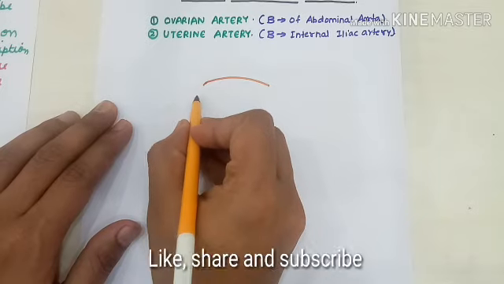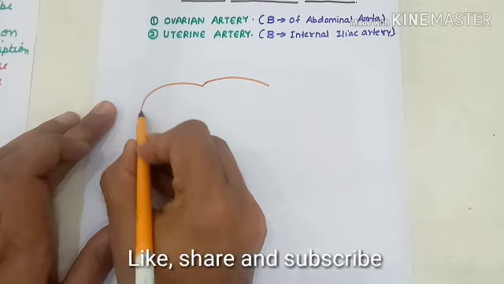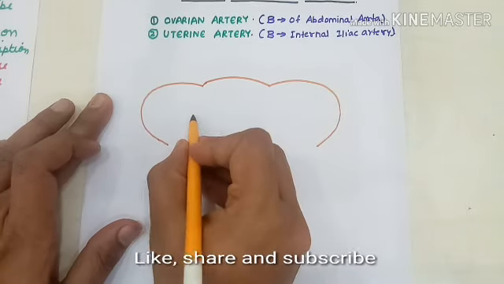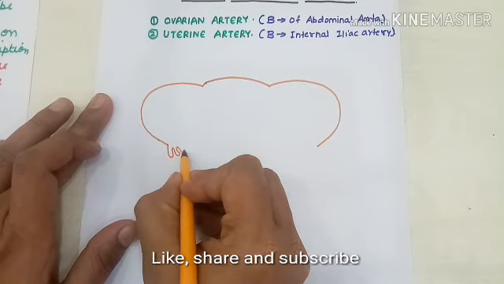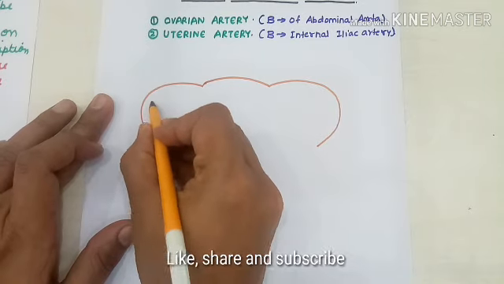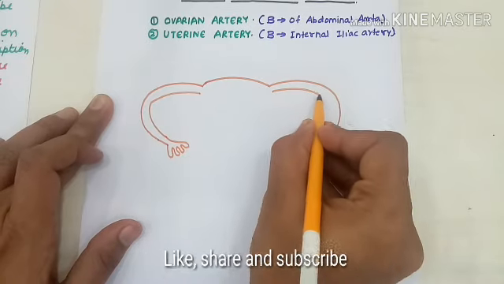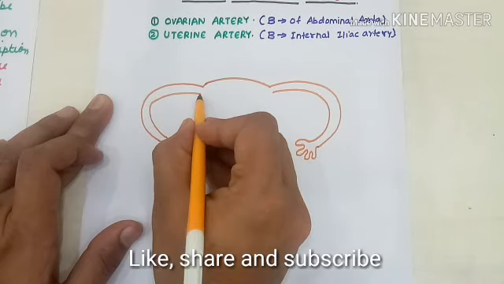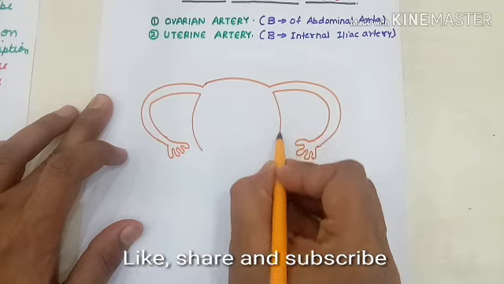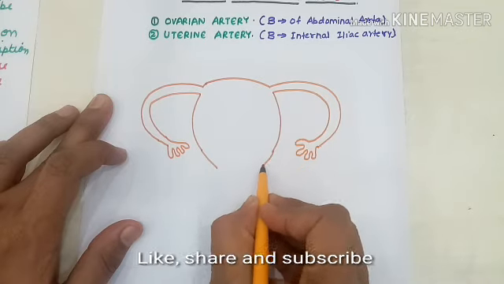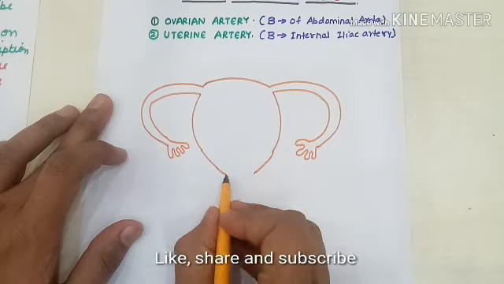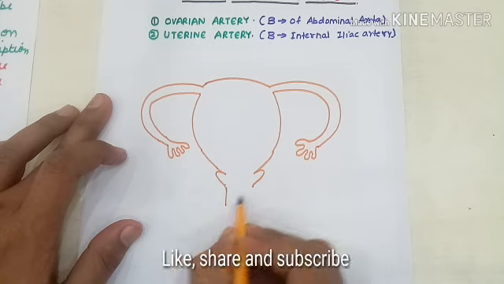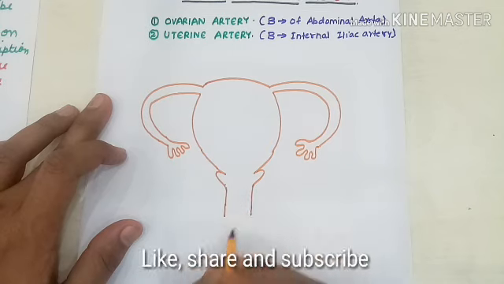This is the fundus of the uterus. These are the fallopian tubes. Fimbriae, infundibulum, fallopian tube. Same from this side also. This is the body of the uterus. This is the cervix. This is the vagina.